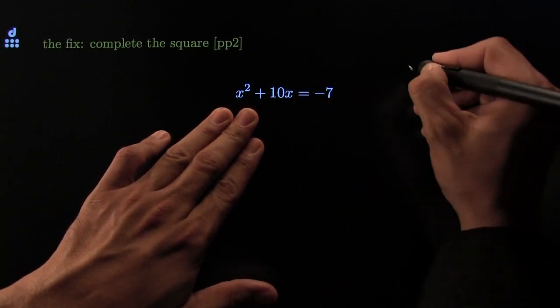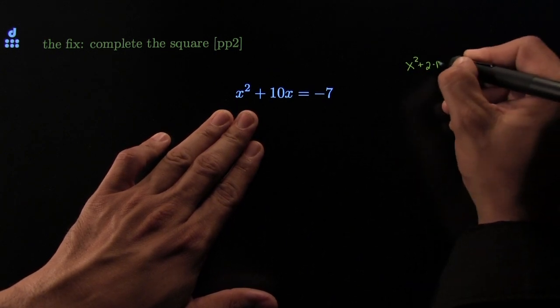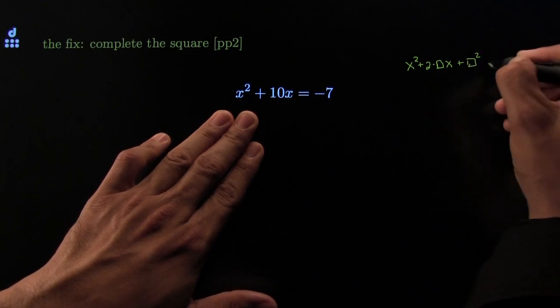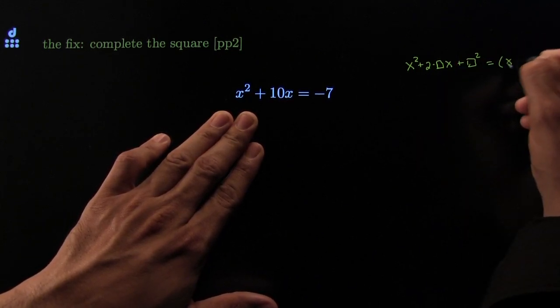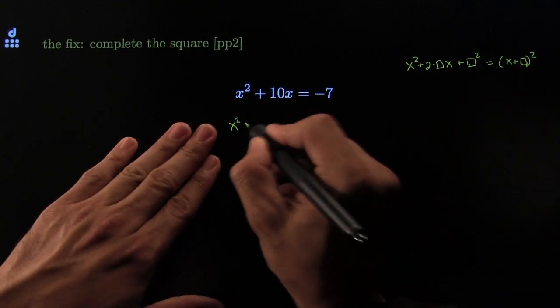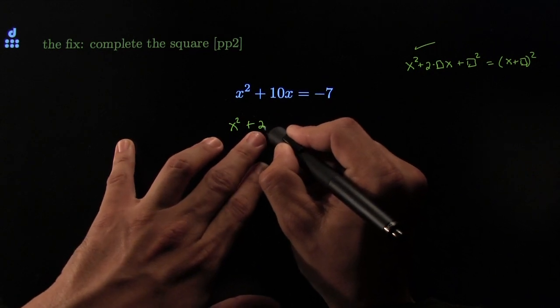We're trying to complete an expression that looks like this: x squared plus 2 times blah times x plus blah squared. Because I know I can exchange that for x plus blah, the quantity squared. So here we go. I've got x squared, check. I have a 2. How am I going to get a 2 out of here?